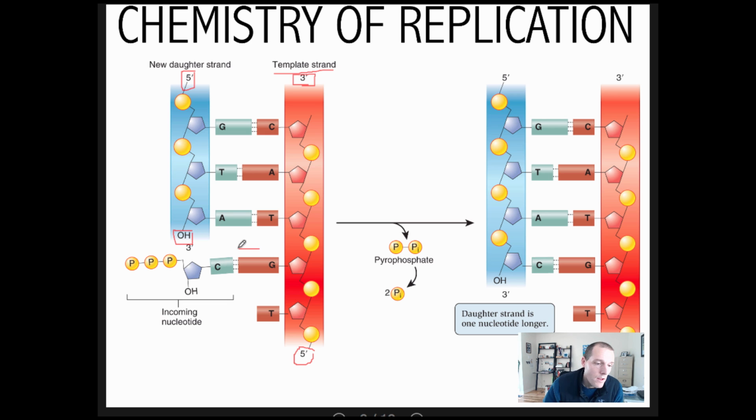So the template strand has a G. That's the information. And so what do we put opposite a G? We put a C, everybody knows that. So here is our C nucleotide that's going to be coming in to base pair with the G, and you can see it's coming in with these 3 phosphates.